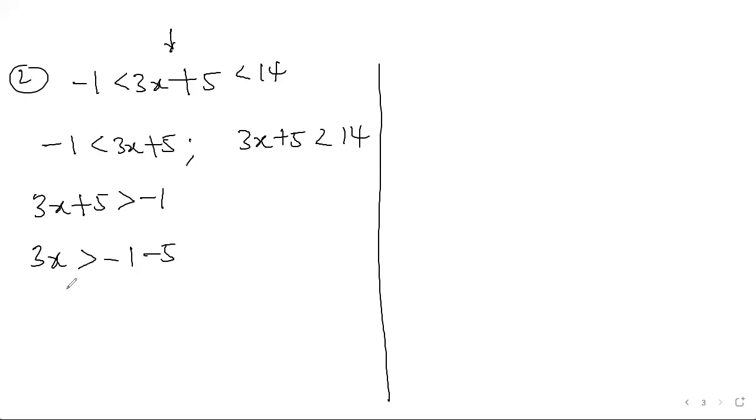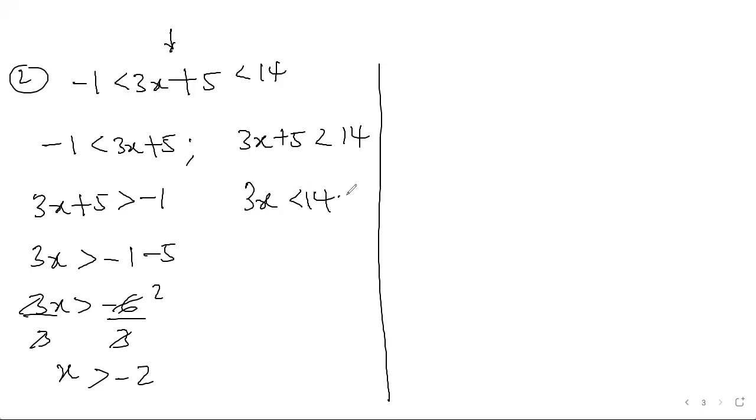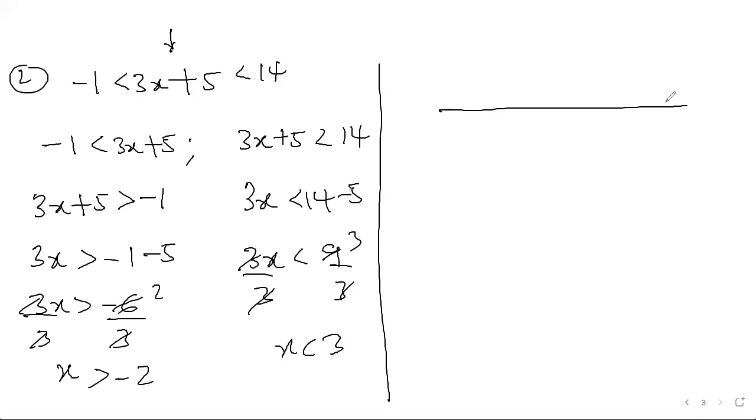Minus 1 minus 5, 3x will be greater than minus 6. Divide both by 3, then x will be greater than minus 2. Then the second part, I will have 3x less than 14 minus 5, 3x will be less than 9. Divide both by 3, then x will be less than 3. So I can combine the solution. When I combine the two, I will have minus 2, minus 1, 0, 1, 2, 3, 4.